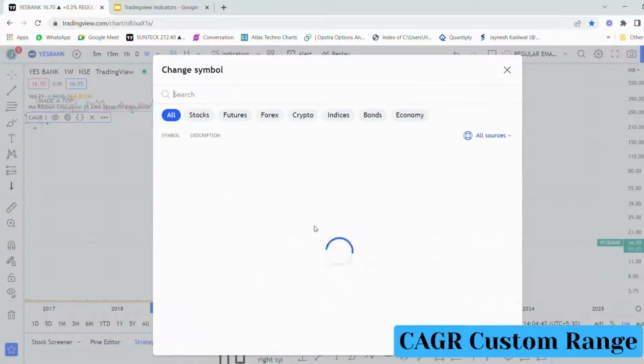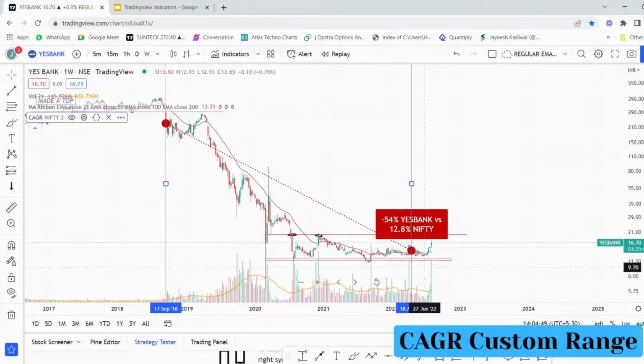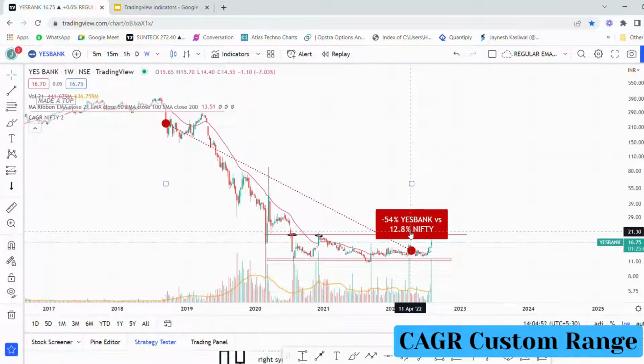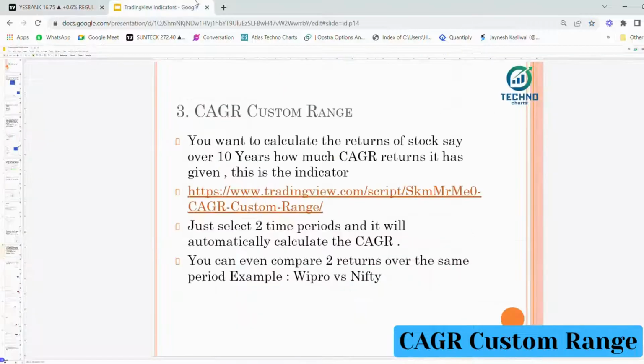And if I want to compare it with Nifty 50, I can see Nifty 50 has given us 12.8% positive CAGR, while Yes Bank has given us a minus 54% CAGR. So you can use this indicator to calculate the custom CAGR range.